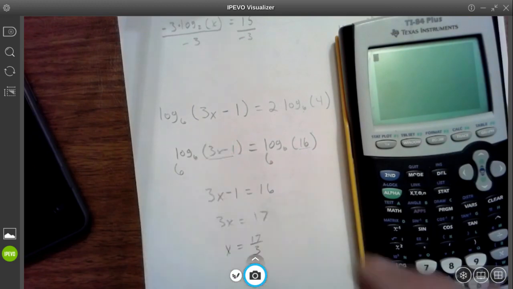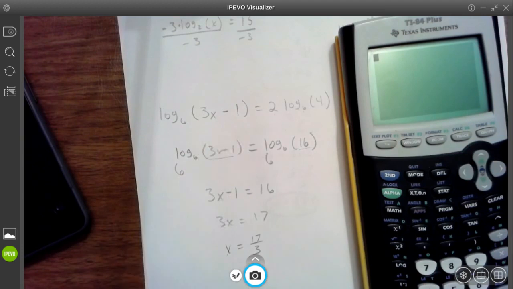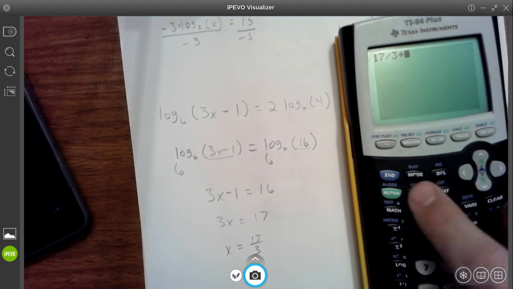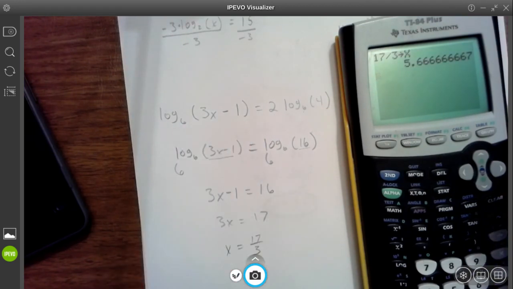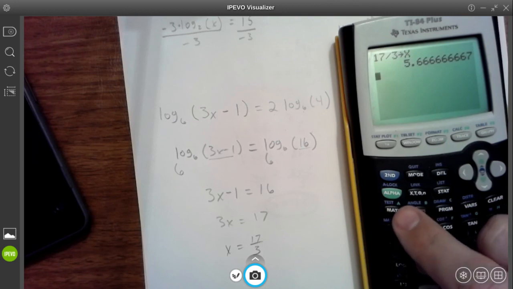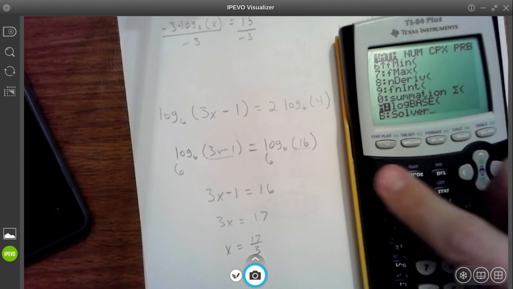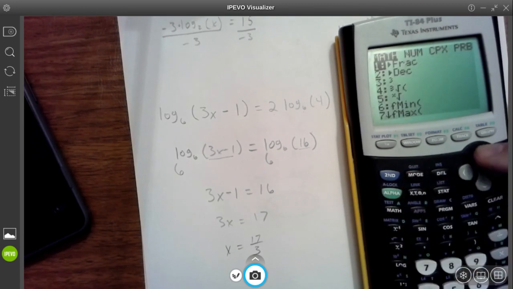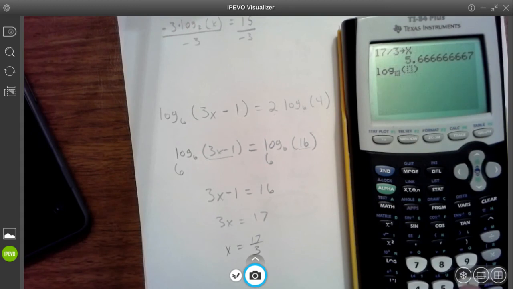All right, I'm going to go ahead and show you how you can check your answer. You could plug 17 thirds in for x here and then use the change of base formula. I want to show you where you can type in this fancy logarithm expression. All right, we're going to go to math, then I went up until I got to log base. All right, log base 6, and I'm going to do 3x minus 1.